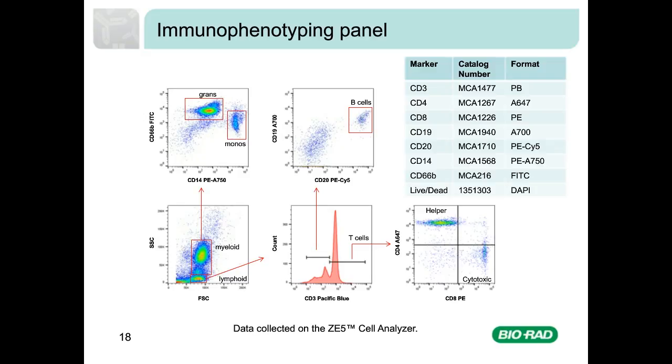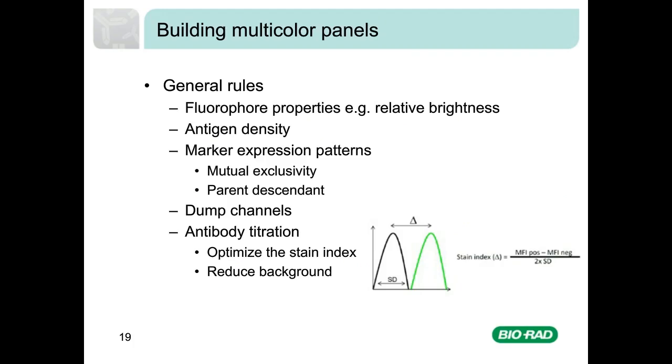There are several additional rules to building larger multicolor flow cytometry panels, and I will briefly mention them today, but we'll have a webinar later in the year to discuss building multicolor panels in more detail. In addition to the fluorophore properties which we have discussed today, one of the first things to think about is the density of your antigen. Low density antigens and rare cells require bright fluorophores, and higher density antigens and more abundant cells can use dimmer fluorophores. The marker expression patterns on your cells can also help you choose your fluorophores.